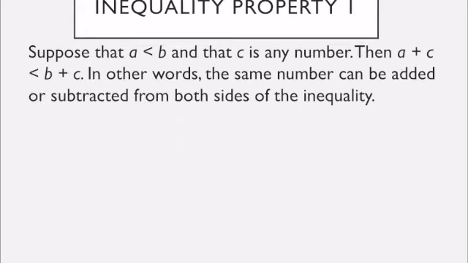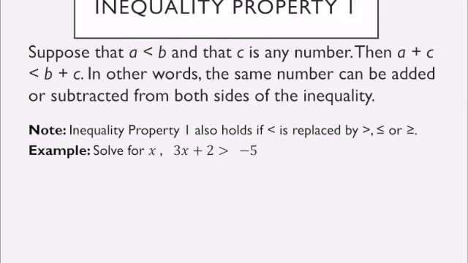So let's suppose I have an inequality and that C is any number. If I add C to both sides of the inequality, it'll still remain true. So that means that the same number can be added or subtracted from both sides of the inequality. So for example, let's solve for x in this case. What I want to go ahead and do is subtract 2 from both sides. That means I have 3x is greater than negative 7. And then I need to get x all by itself, so I'm going to divide by 3. So I have x is greater than negative 7 thirds.